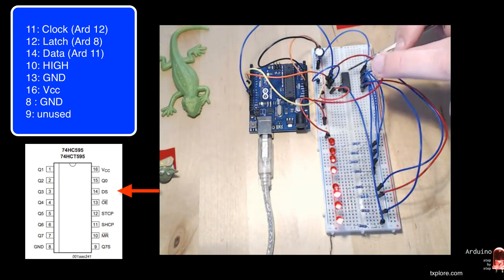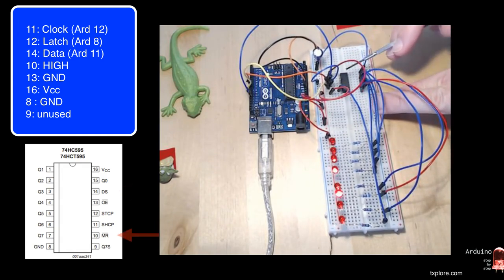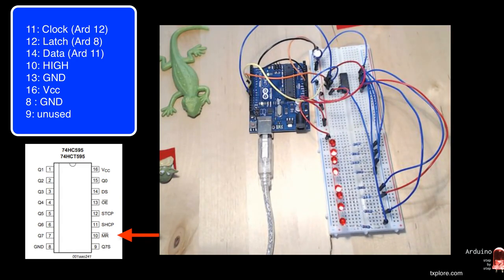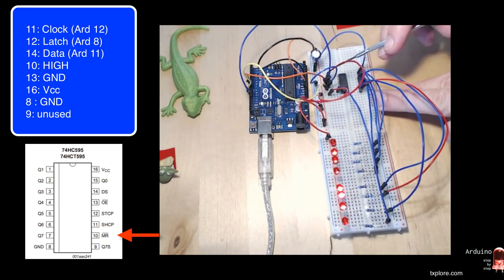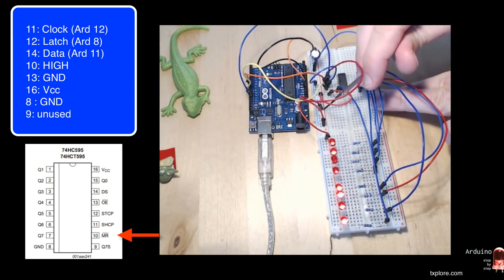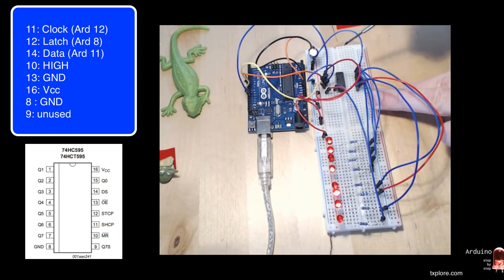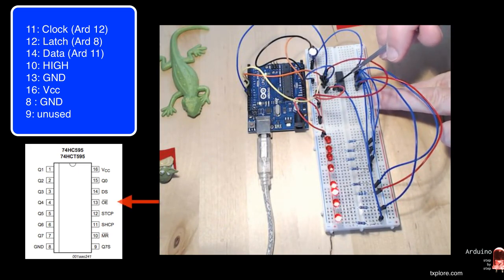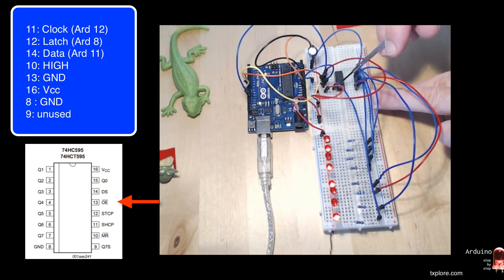I've also got a couple of other things. So I've got this pin here. This is pin 10, which is always on high, so logical high, 5 volts. I've got what else? I've got pin 13, which is always grounded. I'm not going to use those.